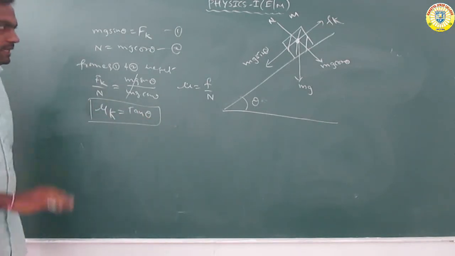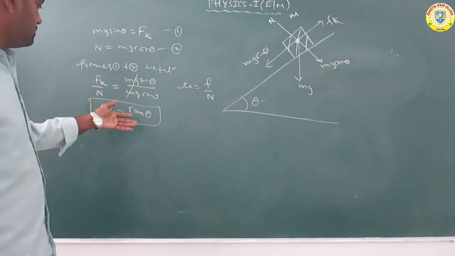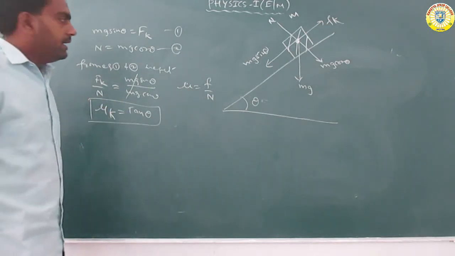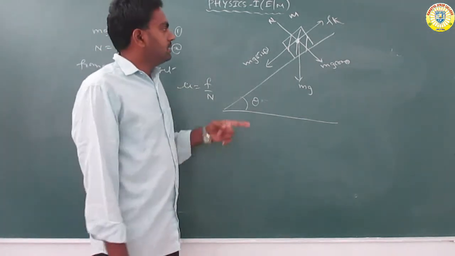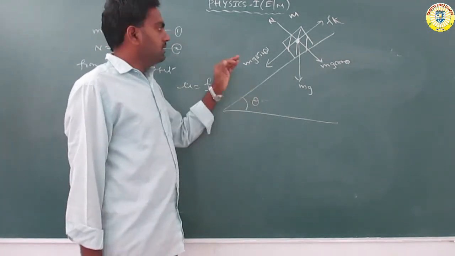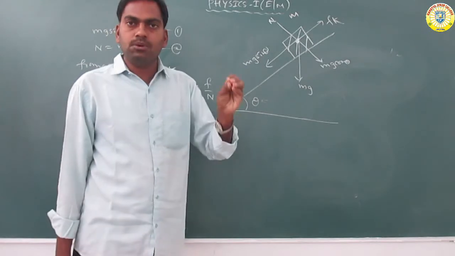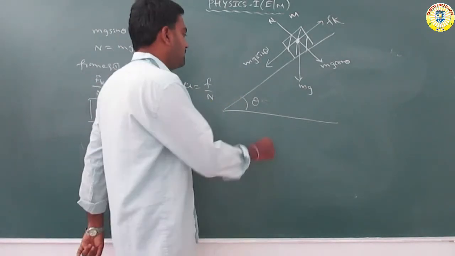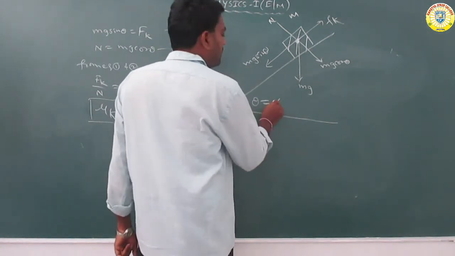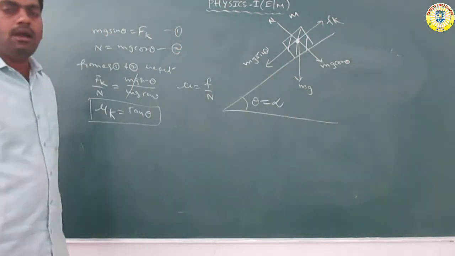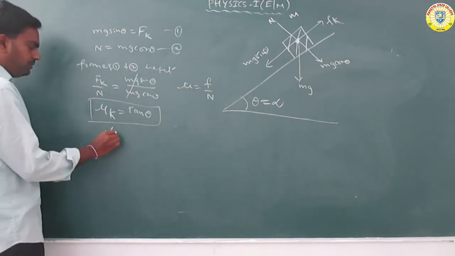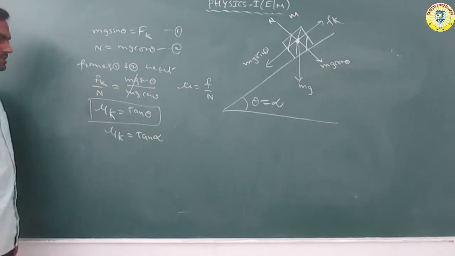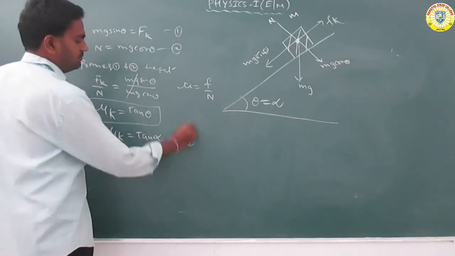So in this condition, theta is equal to tan inverse mu k. But here one condition is taken, called A. Here the body is ready to slide down. That particular theta is called alpha. That means mu k is equal to tan alpha. This is called equation 3.